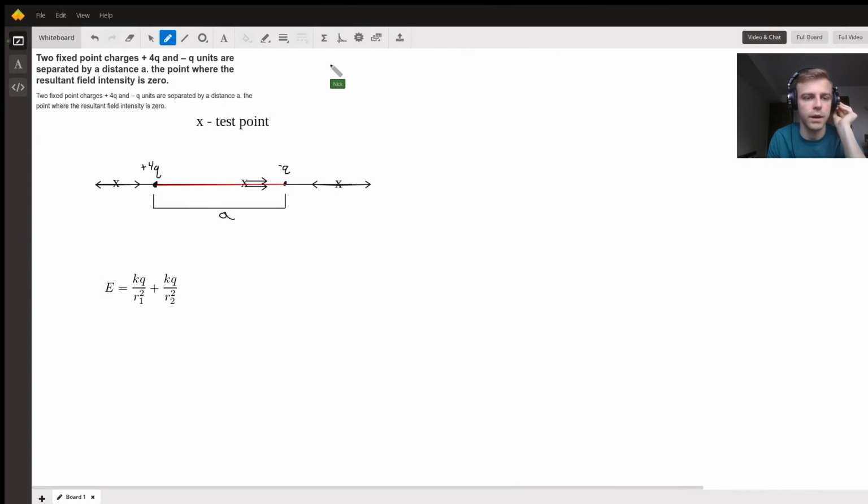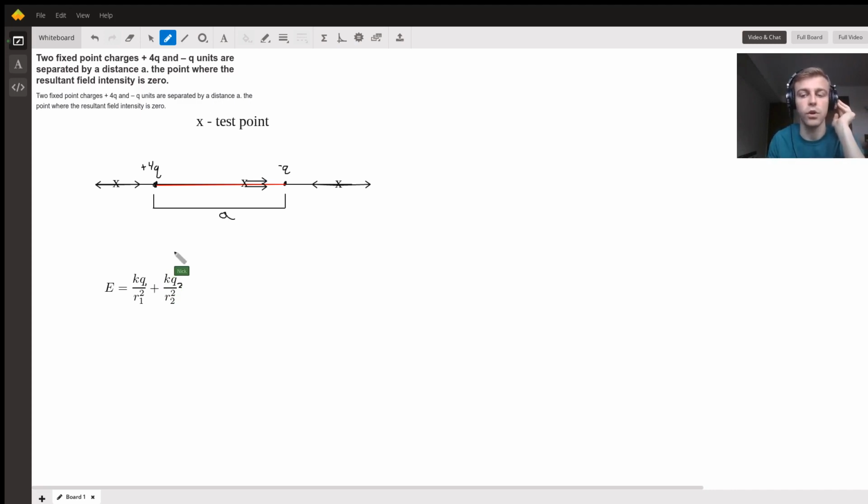So here we have an electric field problem where we are trying to determine the electric field produced by two different charges. Specifically, we want to know the point where the resultant field intensity is zero, essentially where they cancel each other. So the equation that we're going to use is the electric field is equal to KQ over R plus KQ over R, where the Q's, this should be Q1, this should be Q2, are the individual charges, and R is the distance from that charge to the point where we are measuring the field.